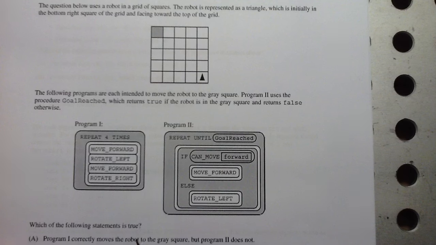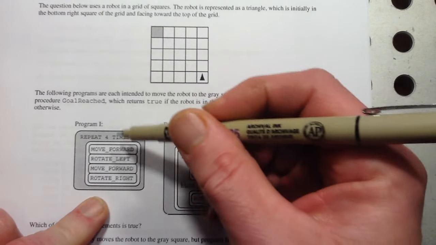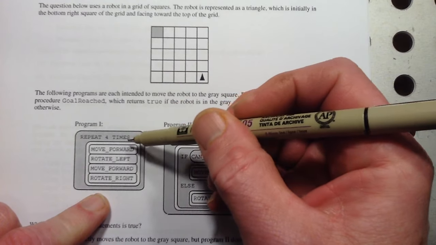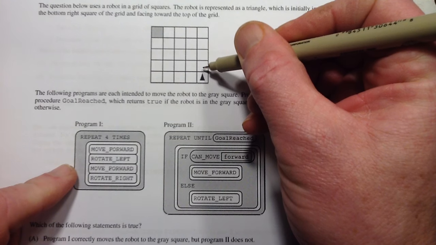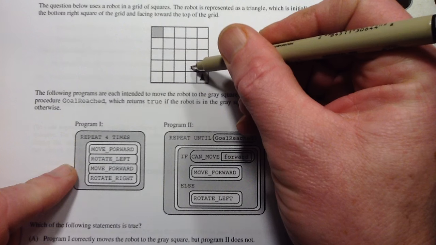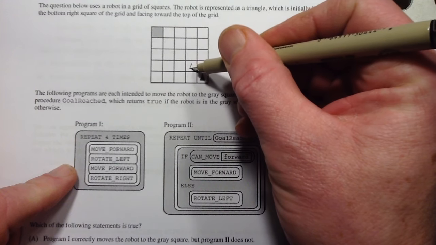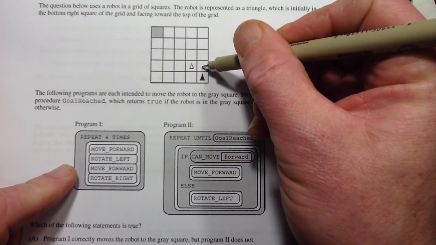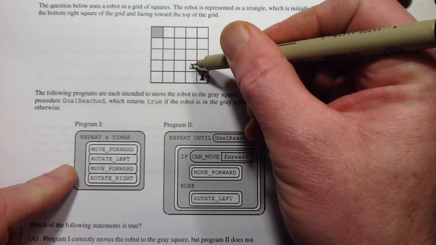Which of the following statements is true? Program 1 correctly moves the robot to the gray square, but program 2, okay, let's see what these two programs do. So program 1, repeat 4 times. Move forward, rotate left, move forward, rotate right. So every time that happens, that's going to end us up here, right? Move forward, rotate left, move forward, and then rotate right.